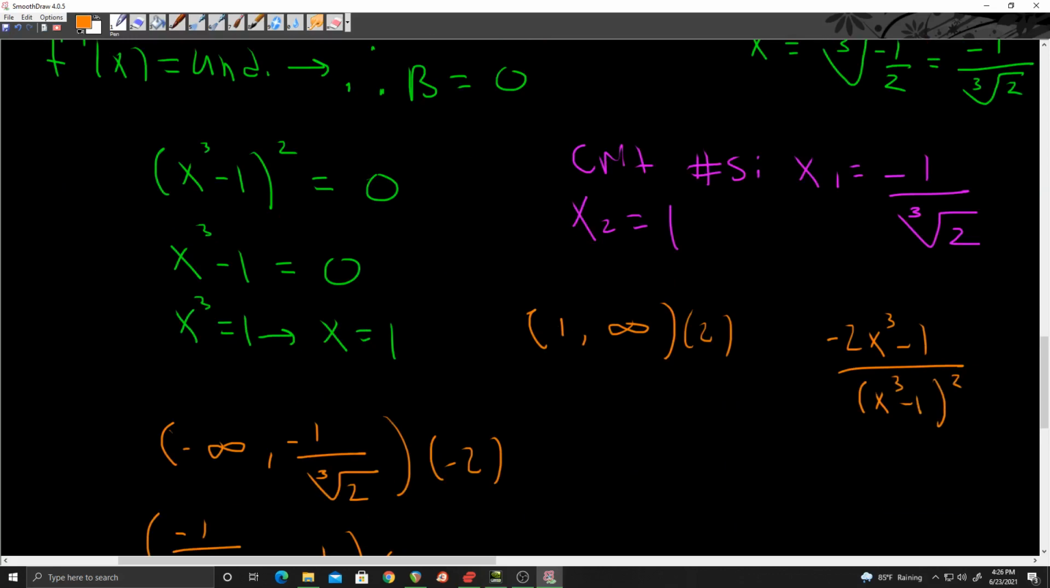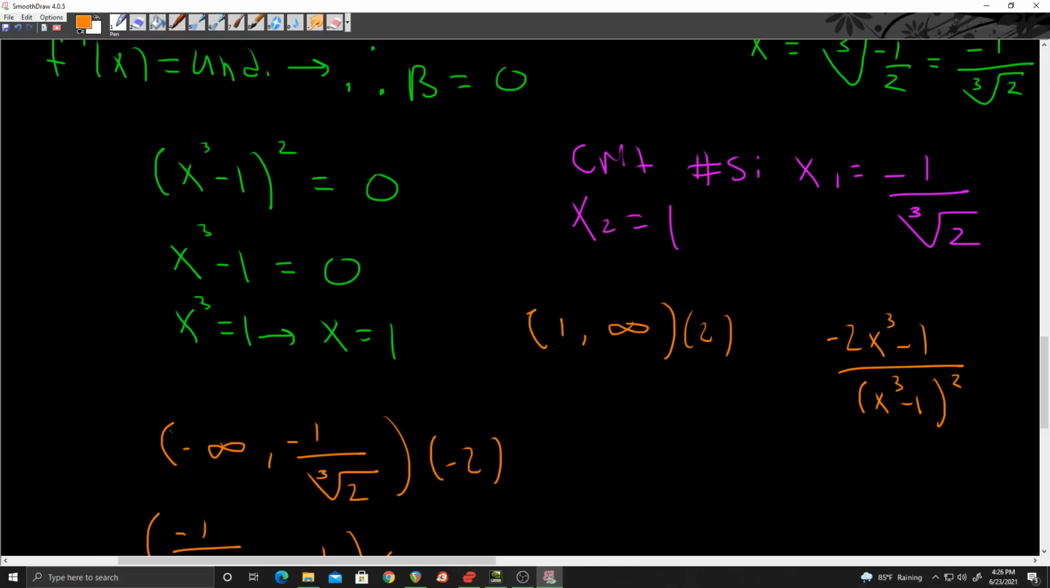Okay, and before I just start plugging numbers in, because the denominator is squared, it's always going to be positive. So the only thing we actually have to worry about when we're plugging in numbers is what the sign of the top is. So we can save time this way. Again, because the bottom is squared, it's always going to be positive, so we don't have to worry about that.